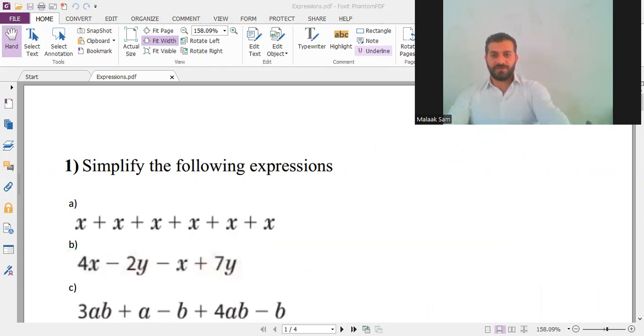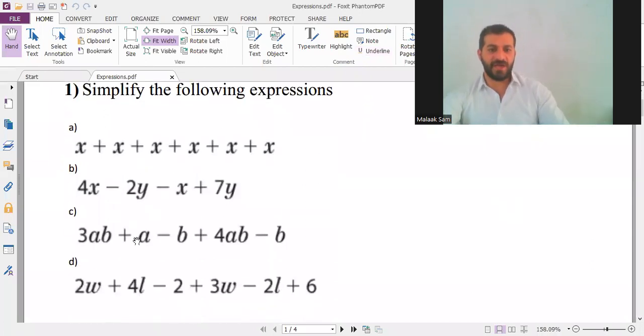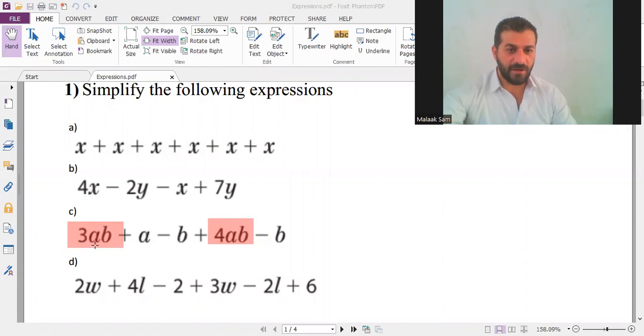Let's go to the next one. I have 3ab plus a minus b plus 4ab minus b. Before you tackle it, you should know well that 3ab is a term. And where are the like terms? I have 4ab. So there are two like terms, I have ab and ab.